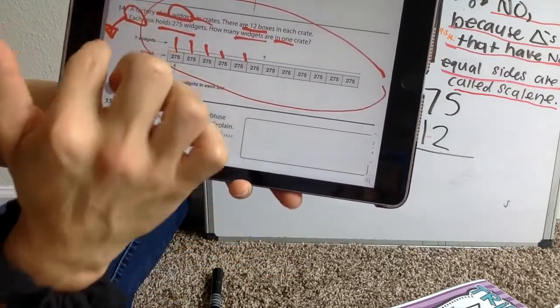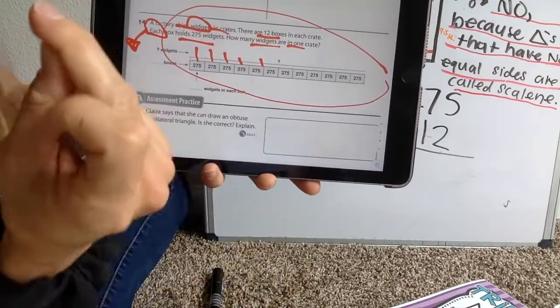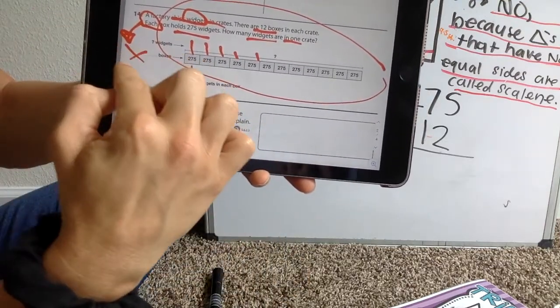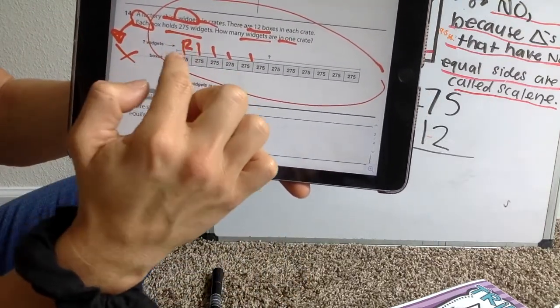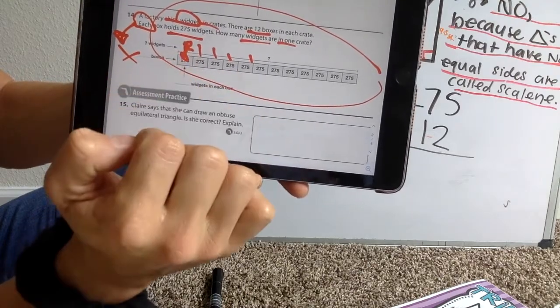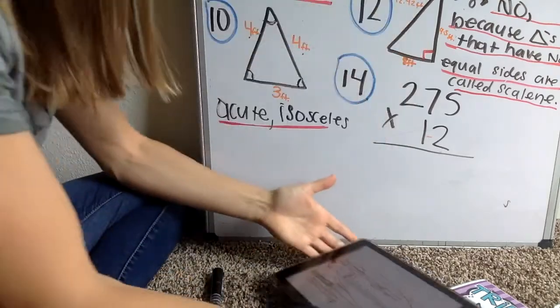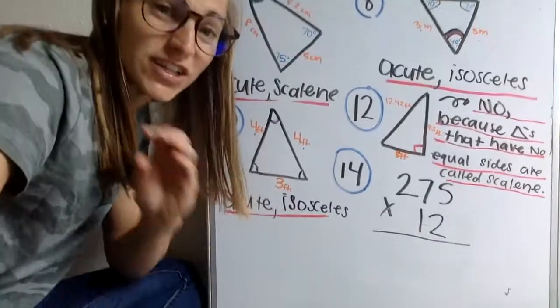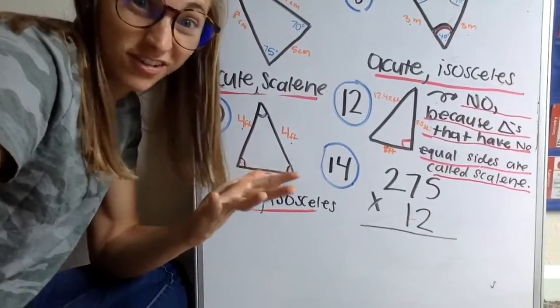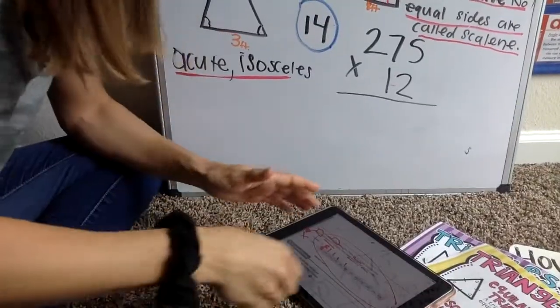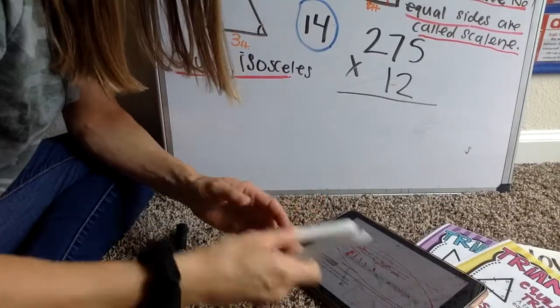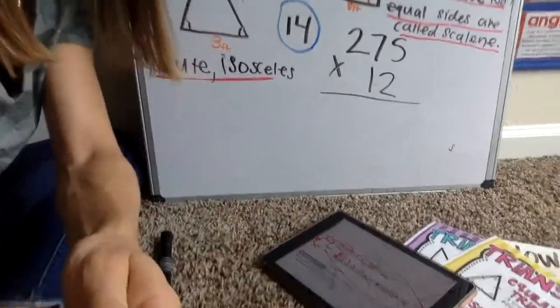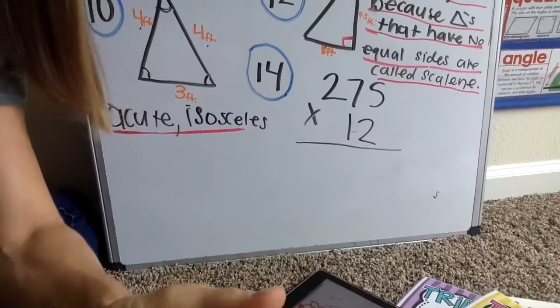Each is another trigger word, speaking of trigger. And that tells us that we need to multiply. Because if there are 12 boxes and each of them have 275, we got to multiply to see how much the entire crate of widgets there are. So I'm going to use some fun different colors down here. And I'm going to zoom us in.